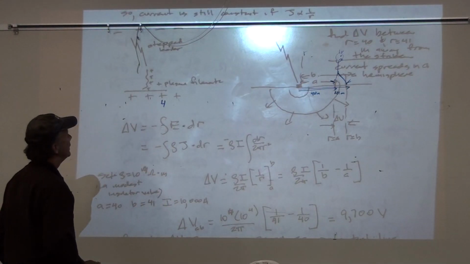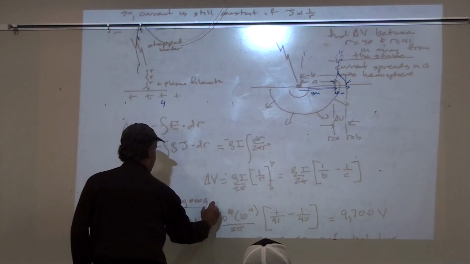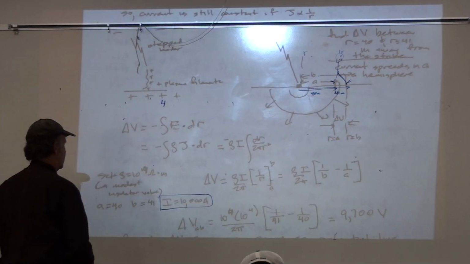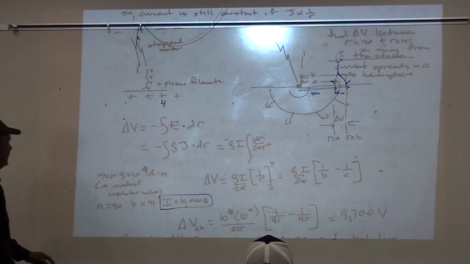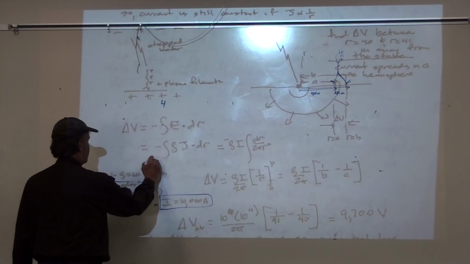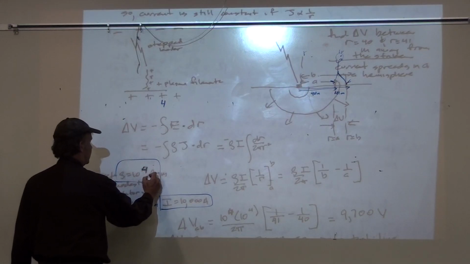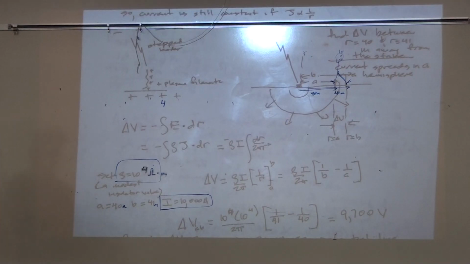a bolt that strikes, let's say that that bolt delivers 10,000 amperes worth of current. Okay, so I here is 10,000 amps, A is 40 meters, B is 41 meters, and the resistivity is 10 to the 4 ohm meters. Okay, so how do we do that?